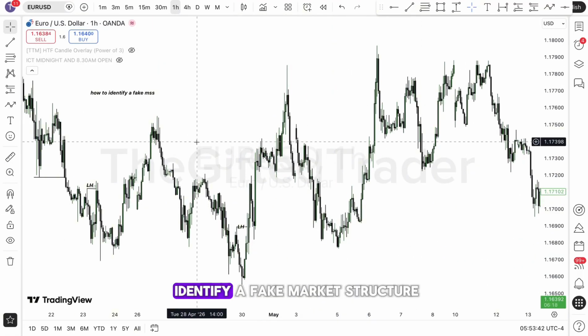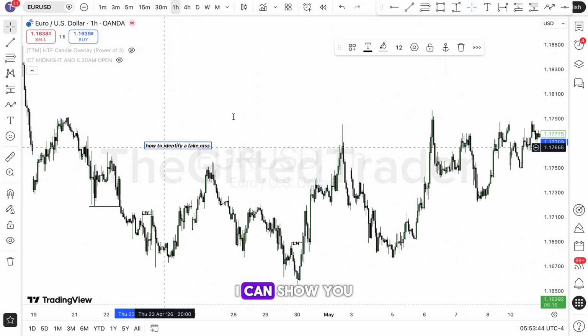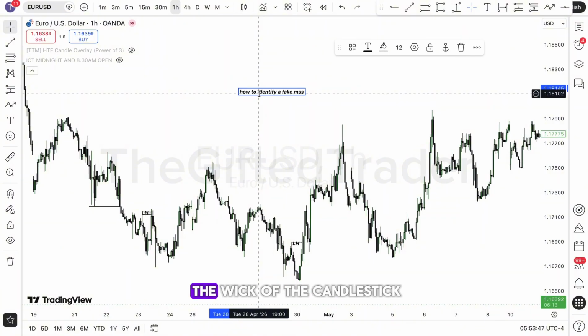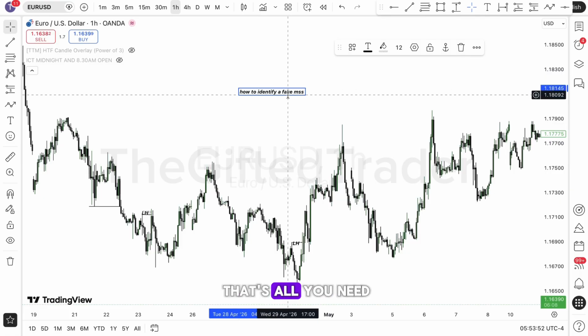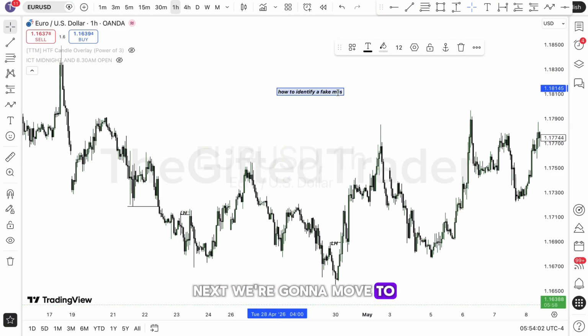So now, how to identify a fake market structure shift? I've already taught you about the body and the wick of the candlestick, right? And I think that's all you need to know for now. Next, we're going to move to how to know when the trend is going to reverse.